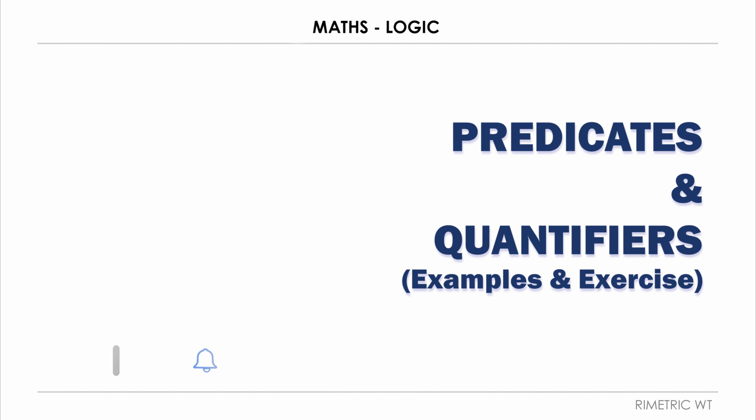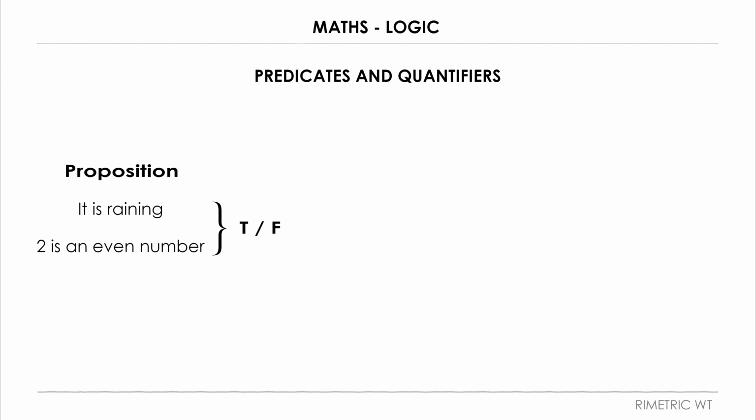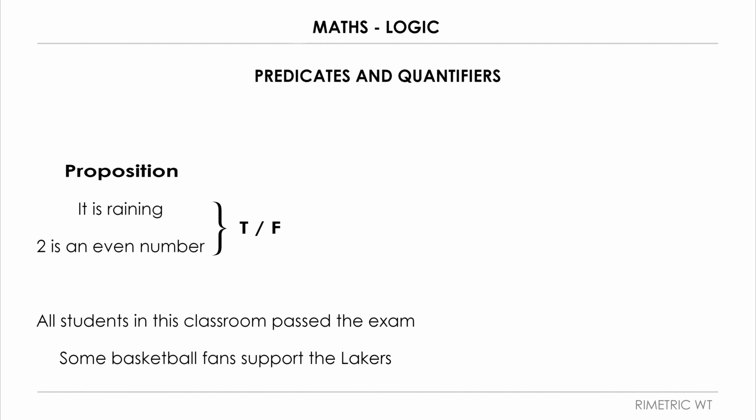What we're gonna do in this video is take our understanding of logic to the next level. So far, we've talked about simple propositions, sentences like, "it is raining," or "2 is an even number," which are either strictly true or false. But what if we want to talk about groups? If I say, all students in this classroom passed the exam, or some basketball fans support the Lakers, our propositional logic starts to break down. We need a way to handle variables and generalities, and that is where predicate logic comes in.